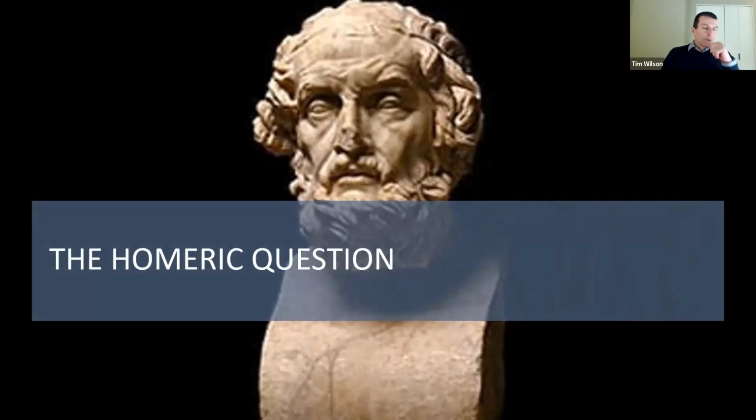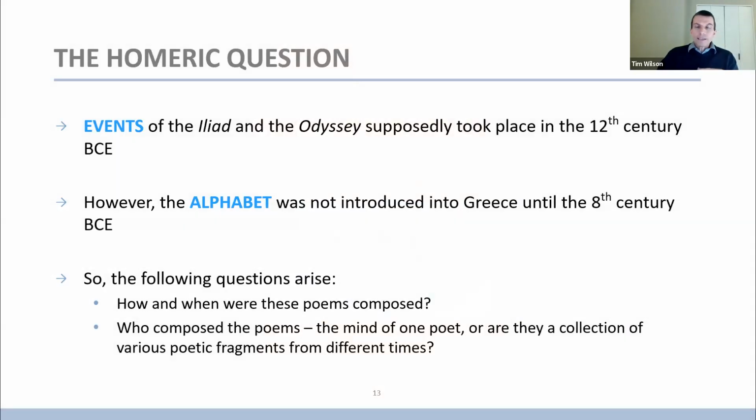So now we've talked a bit about why study Homer. We've talked a bit about some of the stories that are operating in the background. Now this so-called Homeric question. So what is this Homeric question? Well, the events of the Iliad and the Odyssey supposedly took place in the 12th century before the Common Era, BCE. However, the Greek alphabet was not introduced into Greece until the 8th century.